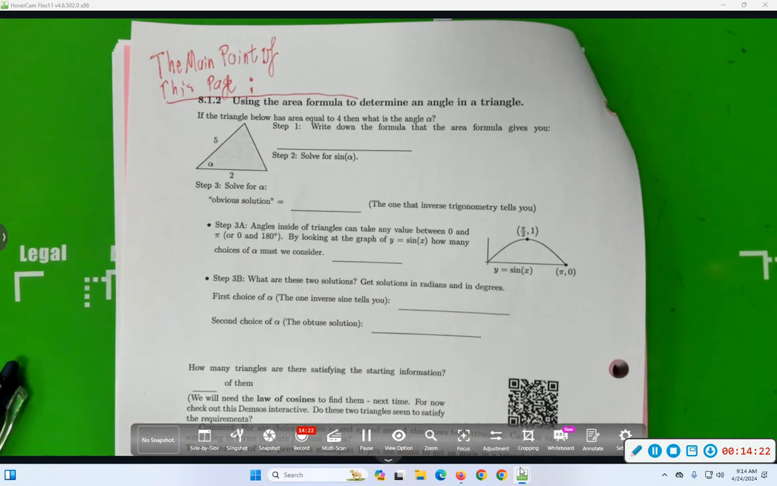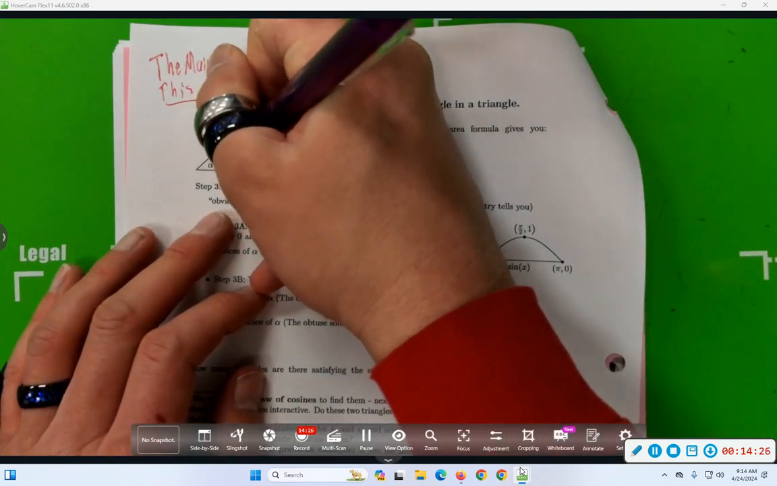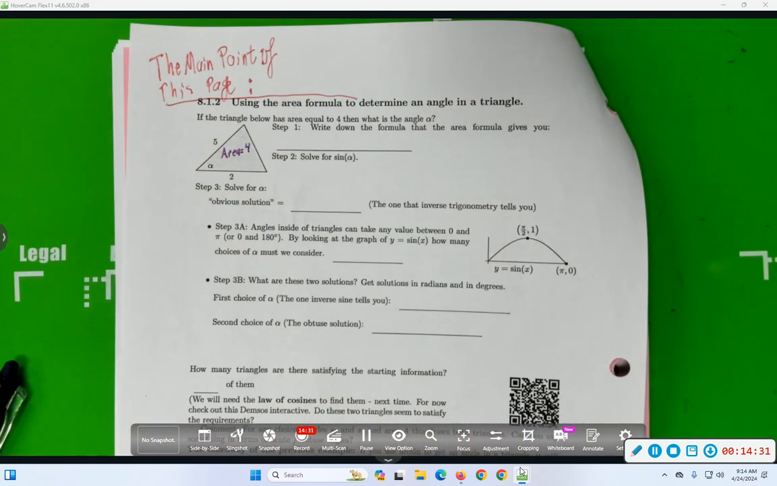Here is a triangle below. Here's the thing I'll tell you about it. The area is equal to 4. If you want to put some units on this, put some units on it.